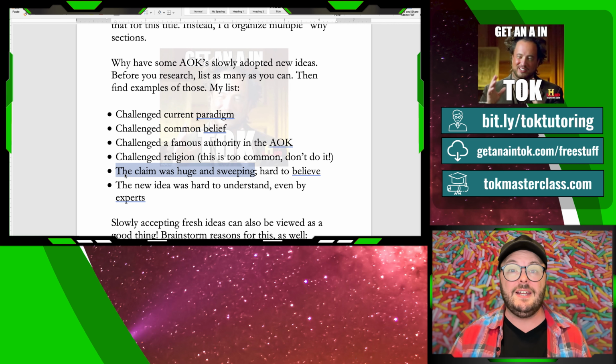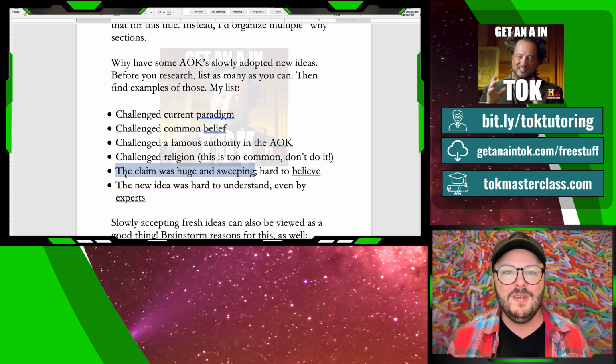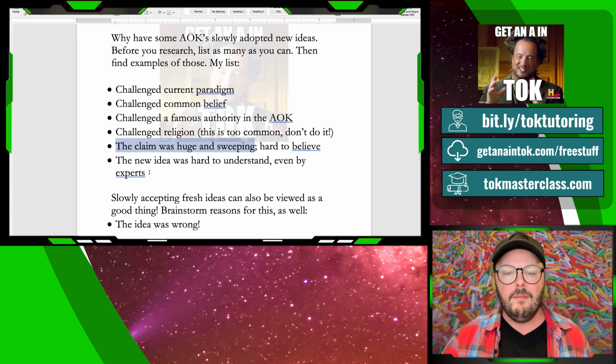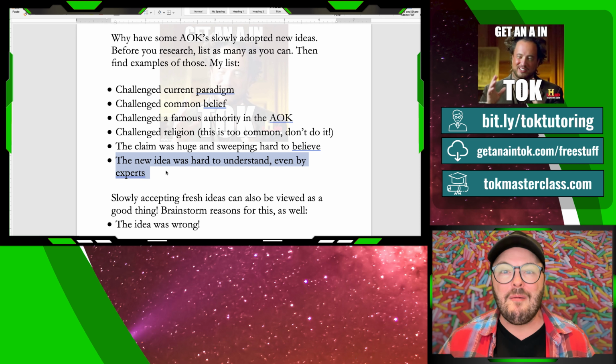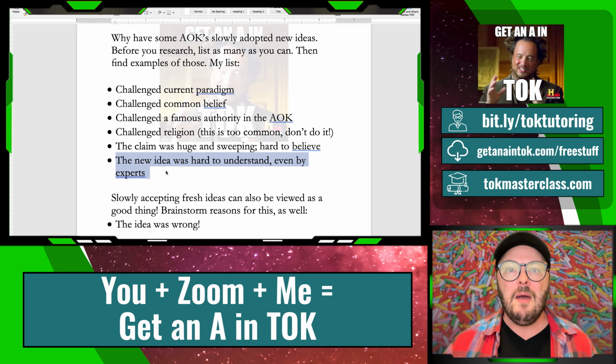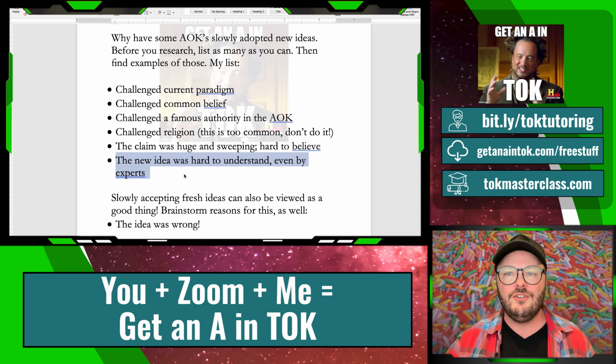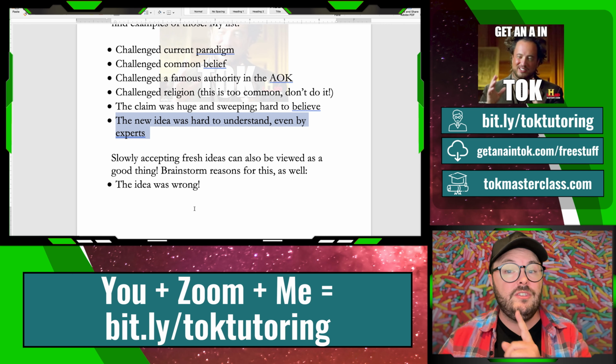Some things that try to explain everything are not believed just because of the implications. And this is true too. I'm going to get to this in my natural sciences section. Maybe an idea is so hard to understand that the experts don't believe it, and so they don't even adopt it quickly, which means that the public doesn't adopt it quickly. Here's where things get interesting though.